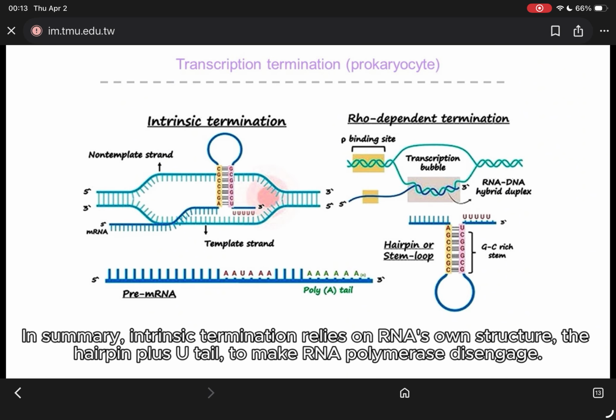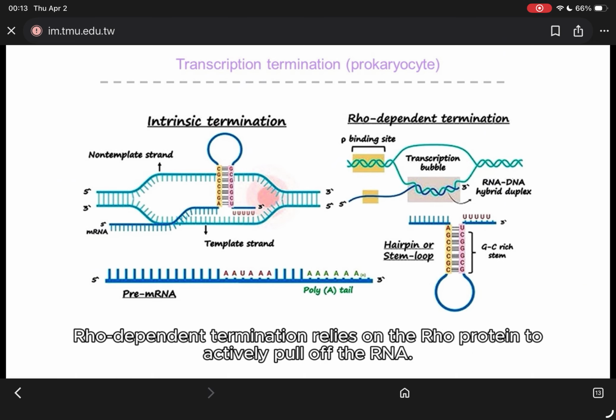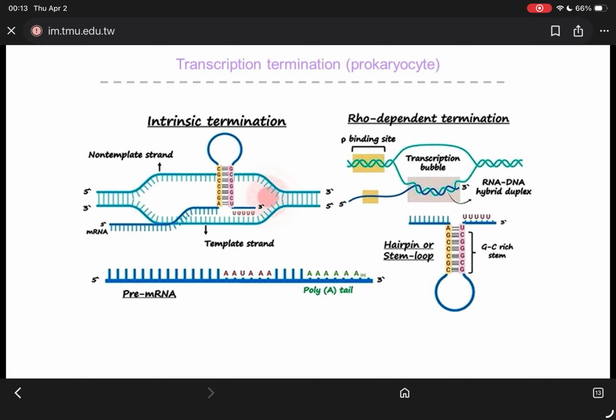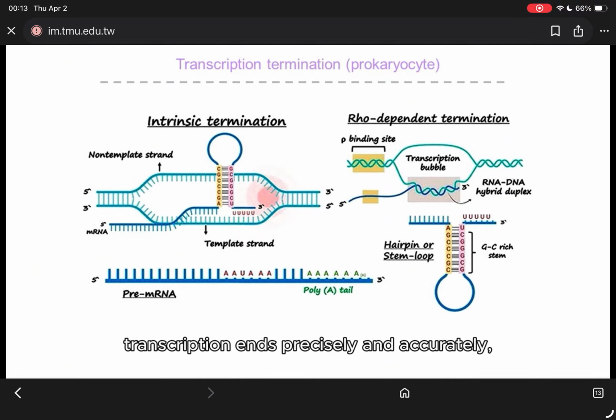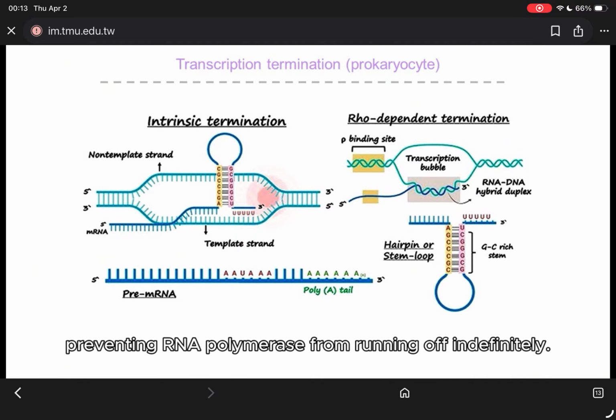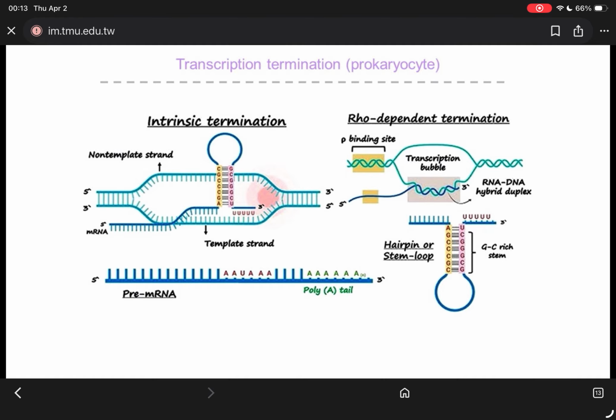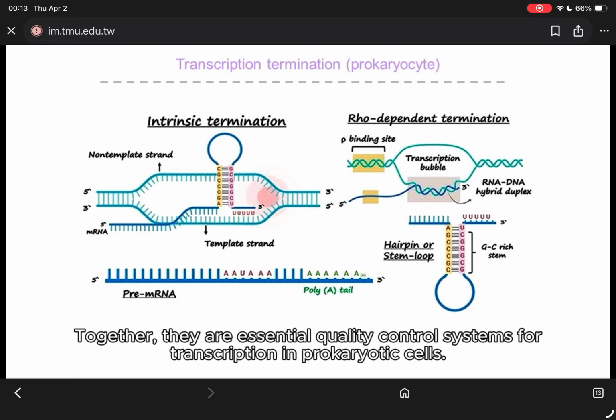In summary, intrinsic termination relies on RNA's own structure, the hairpin plus U-tail, to make RNA polymerase disengage. Rho-dependent termination relies on the Rho protein to actively pull off the RNA. Both mechanisms ensure that transcription ends precisely and accurately, preventing RNA polymerase from running off indefinitely. Together, they are essential quality control systems for transcription in prokaryotic cells.